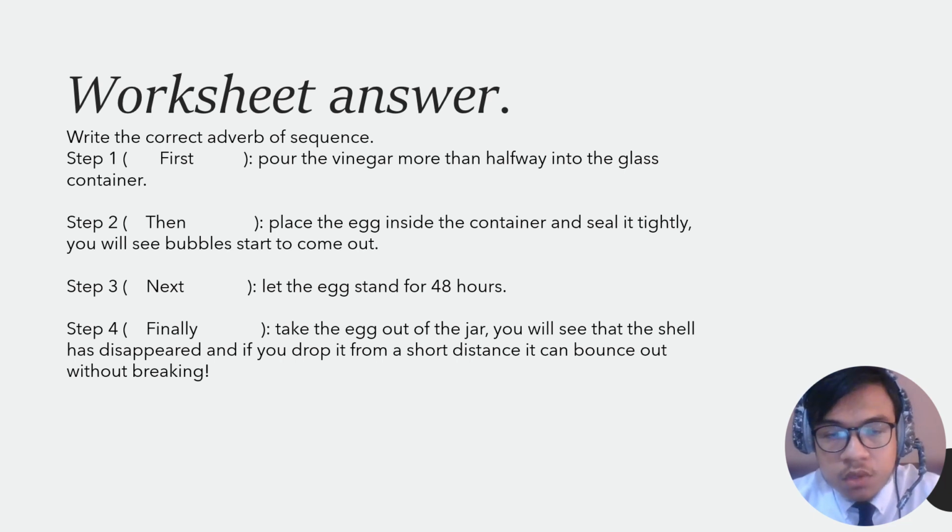In step 3, you must write next. Next, let the egg stand for 48 hours. And the final step is step 4. You must write finally. Finally, take the egg out of the jar. You will see that the shell has disappeared, and if you drop it from a short distance, it can bounce without breaking.